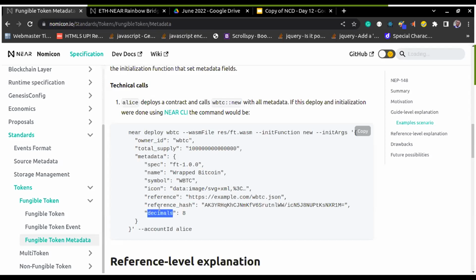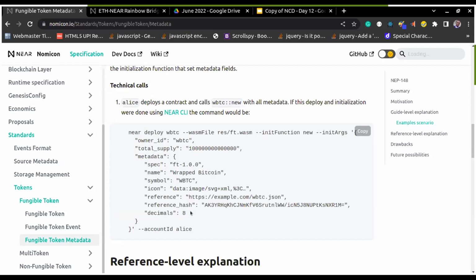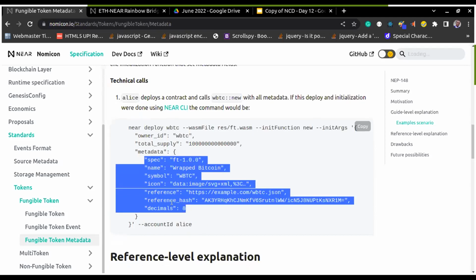Then the decimals. So in this case, 10 power. For this particular fungible token, its precision is going to be 10 power 8, because the decimal is 8. If let's say we gave 24 right here, then the precision would be 10 to power 24. So that is basically it. And this is how the command is signed. So he's basically signing this particular transaction. So this is all I wanted to show us in the metadata standard.